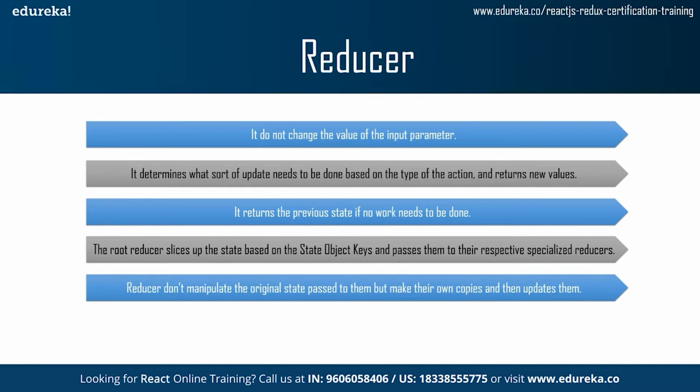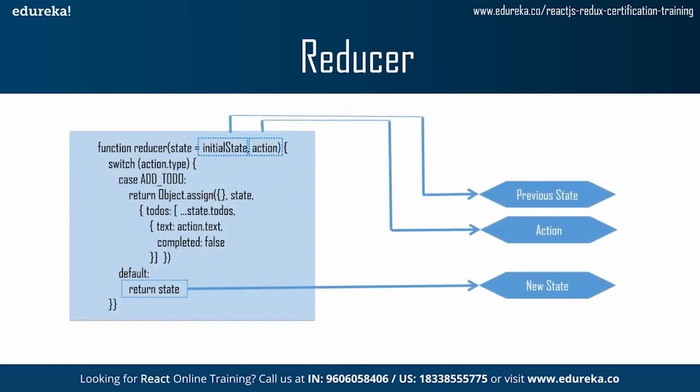Now let's understand the reducers with the help of a simple example. Here we have defined a function reducer with the arguments initial state and action. Then we can use a simple switch on action type. In the case of add to-do, we are returning the object assigned to state, and then here we have a to-do list. Then in text, we are going to work on the action.text. And then completed should be false. That is what we are going to return, the state itself. So here we are taking help of the previous state, action, and new state as part of the reducer component.